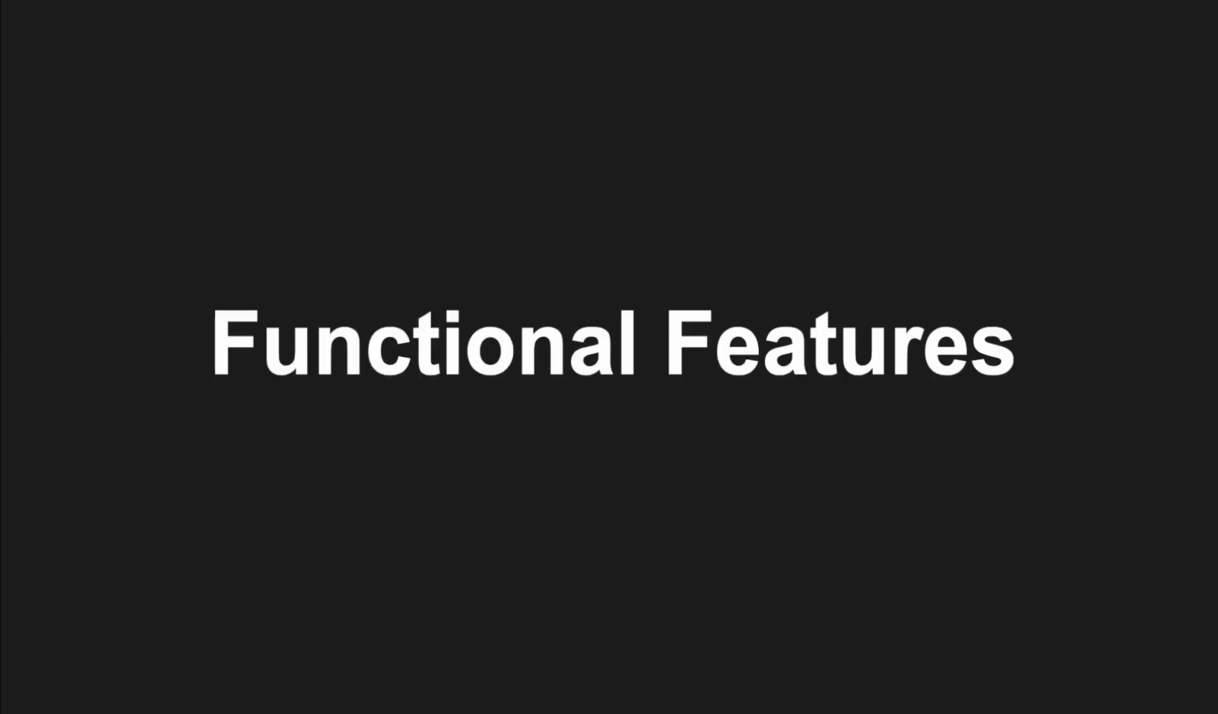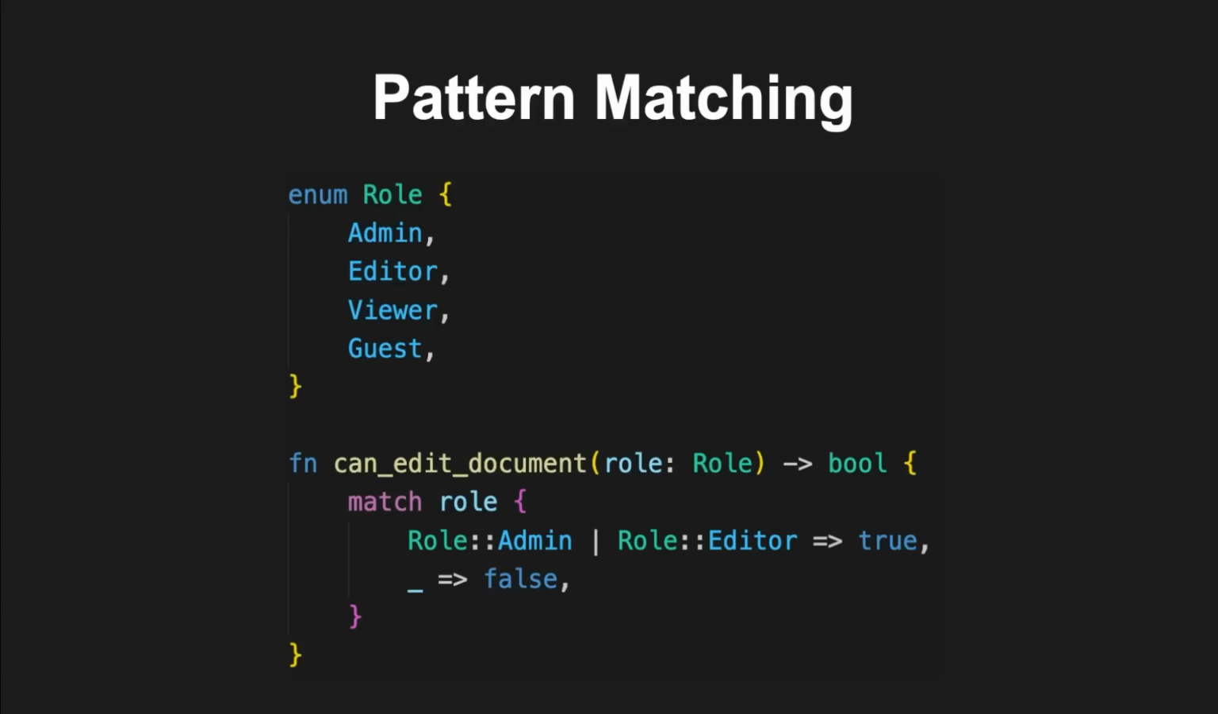One great aspect of Rust is the functional features it provides. Pattern matching is something we've already seen when talking about the Option and Result enums. Pattern matching is a control flow mechanism that allows us to match against types and execute code paths based on patterns. This is especially useful when dealing with enums. In this example, we have an enum called Role and a function called canEditDocument.